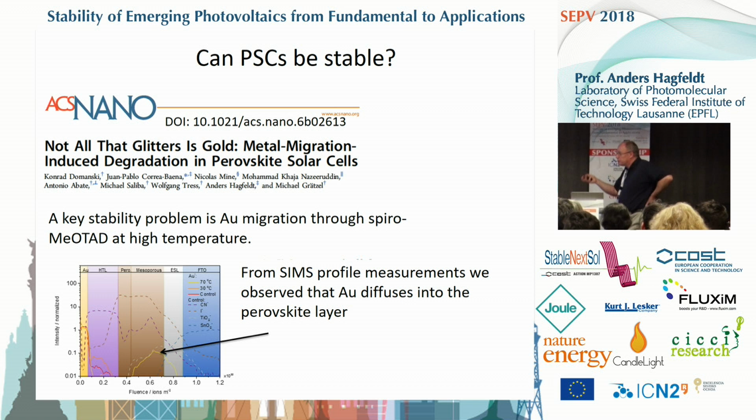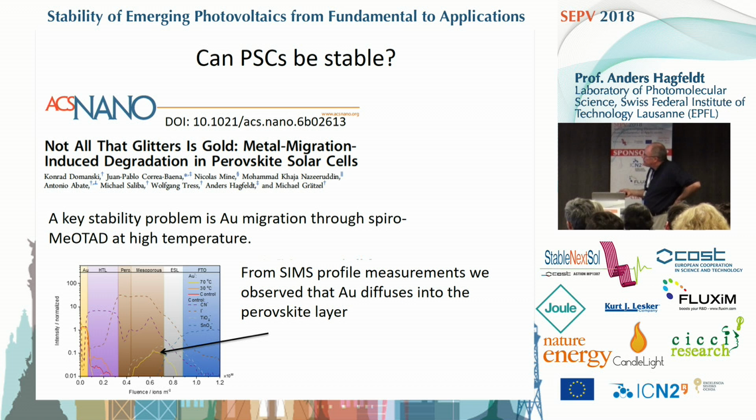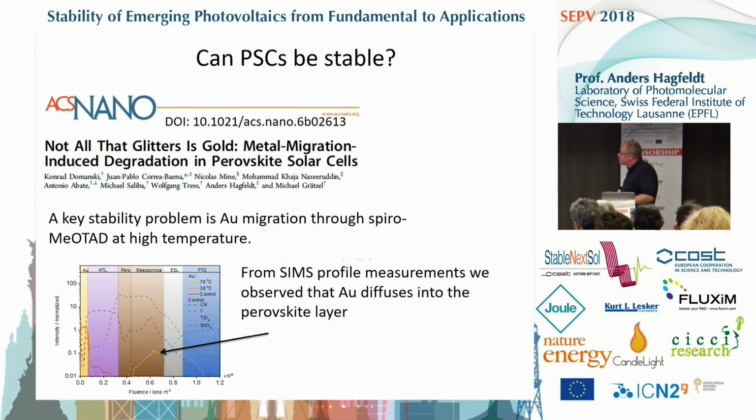We made a SIMS measurement to look into what kind of elements go through the profile. So here you have the gold contact, spiro, perovskite, TiO2. We expected to see maybe iodide going into the spiro or something like that. But to our surprise, we found that the gold goes through the spiro all the way into the TiO2 contact. So the problem was not the perovskite itself, it was the gold contact on the spiro. That was a very important observation for us to work on stability.